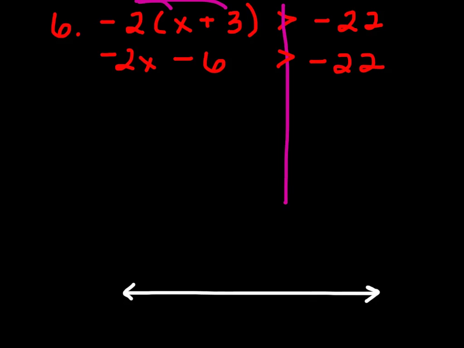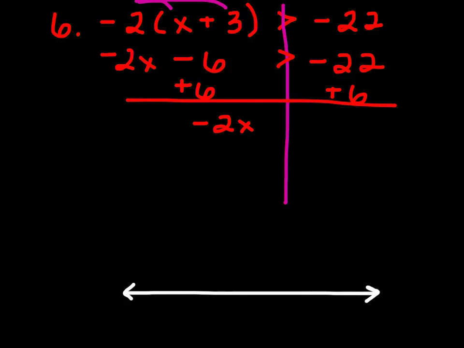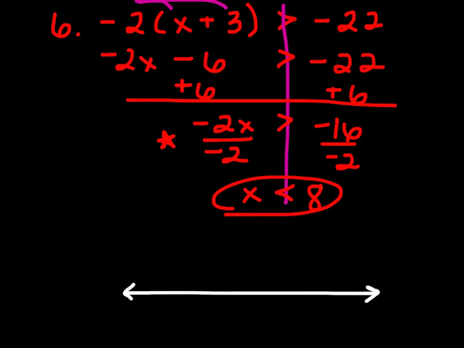So now if I want to solve for the x, I'm going to start by moving that 6 from one side to the other. So this is going to give me negative 2x is greater than negative 16. And then finally I'm going to divide both sides by a negative 2. And remember, when we divide by a negative 2, I'm flipping that sign. So this is actually going to be x is less than a positive 8. So this is my solution.